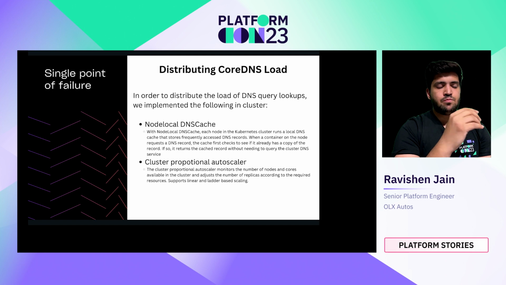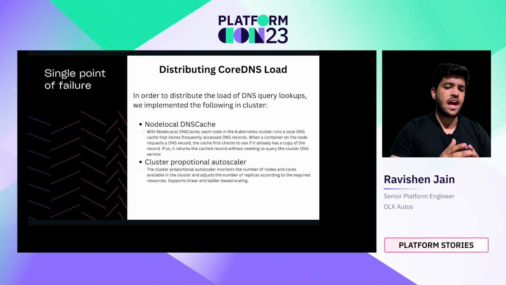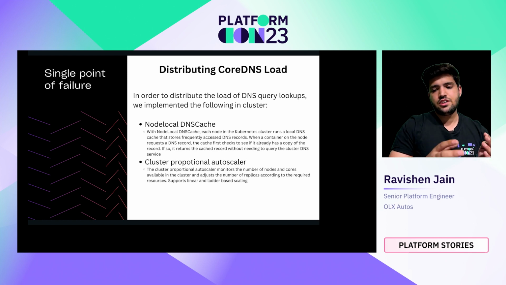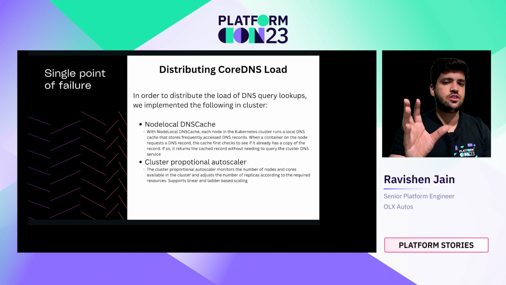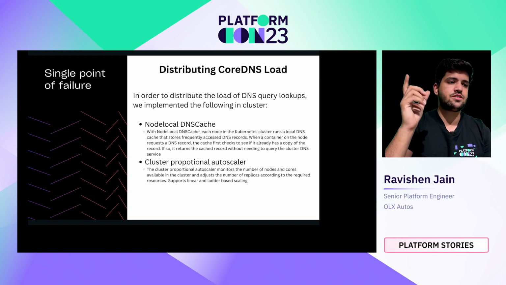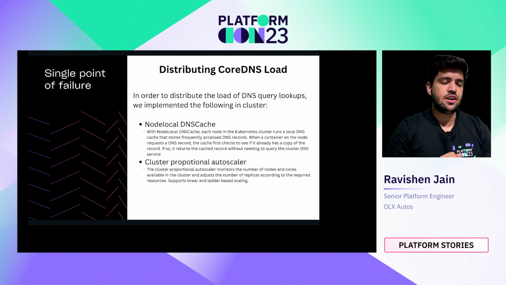So implementing this helped us a lot, because as we grew, we increased the number of nodes, and on every node now there is a local cache of DNS, and those would be used before reaching out to your CoreDNS. So we distributed the load at the main CoreDNS to these local DNS caches, right?